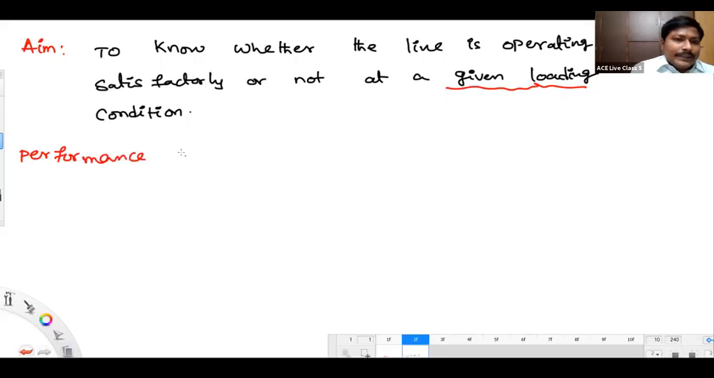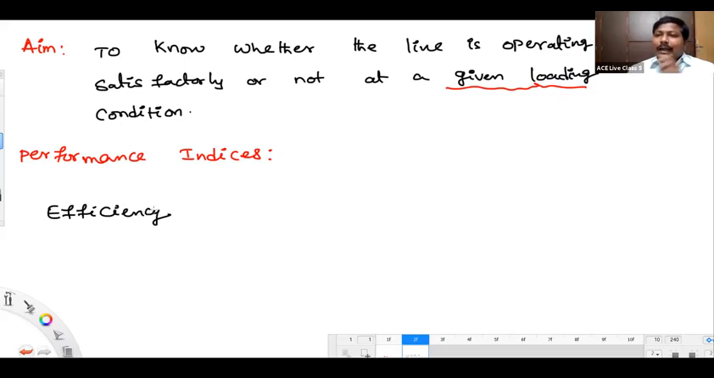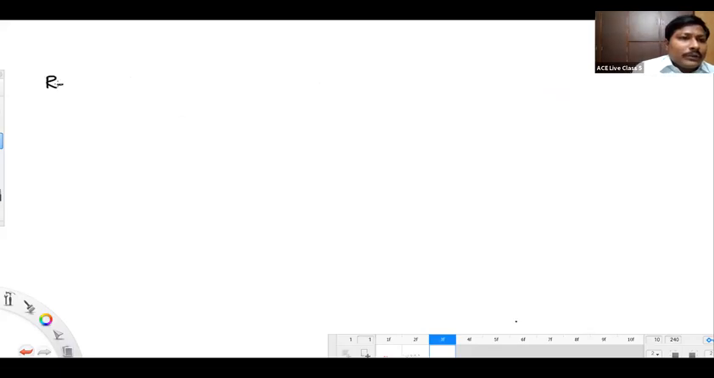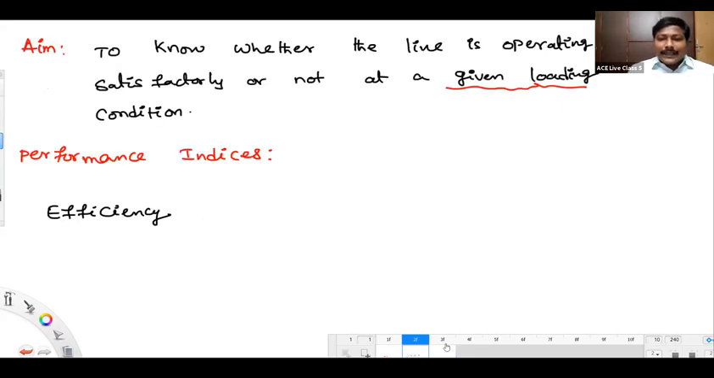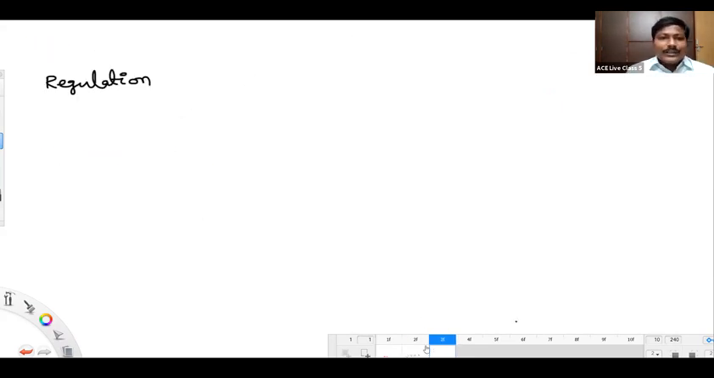Performance indices. The first one we are calling efficiency. The second one we are going to call regulation. Okay, first one efficiency and second one regulation.